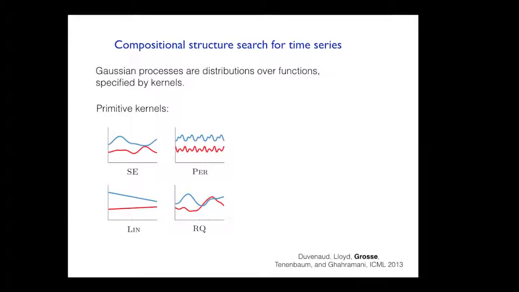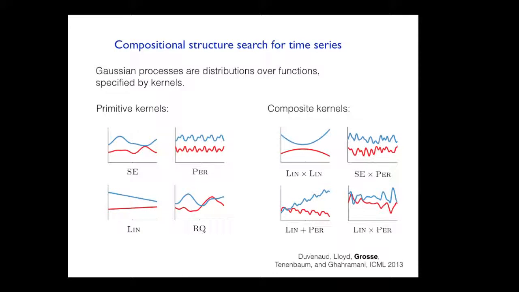So Gaussian processes are distributions over functions. And the distributions are specified in terms of kernels. And I won't go into the mathematical details, but there are various primitive kernels that we can choose from. There are kernels that give us distributions over smooth functions, distributions over periodic functions, distributions over linear functions, and so on.